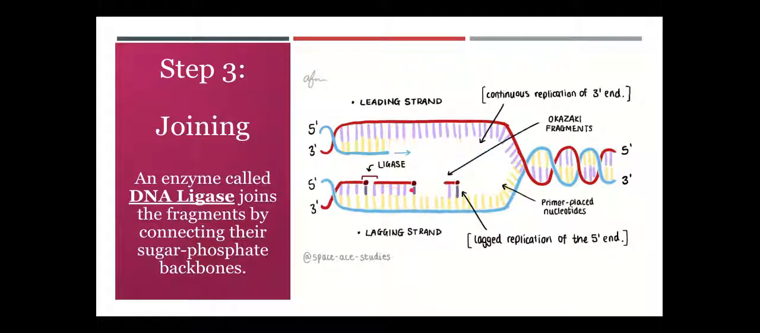So to fix this issue where we have different fragments, or Okazaki fragments, of DNA on the lagging strand, we need an enzyme that's able to build that little connection on the sugar phosphate backbone. We call that enzyme DNA ligase. So DNA ligase is the enzyme that joins those Okazaki fragments by connecting their sugar phosphate backbones.